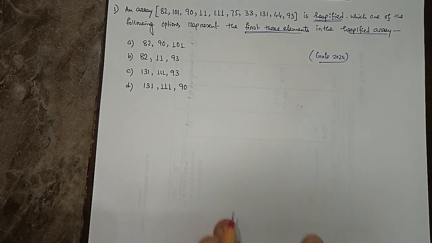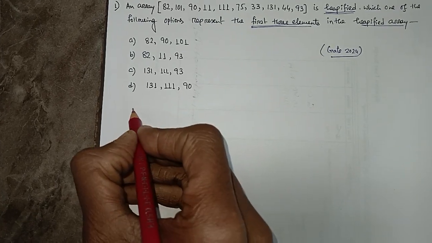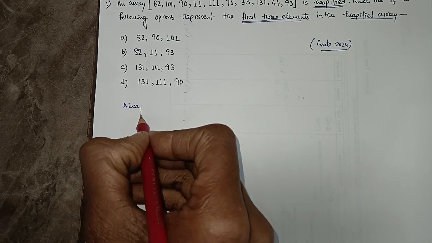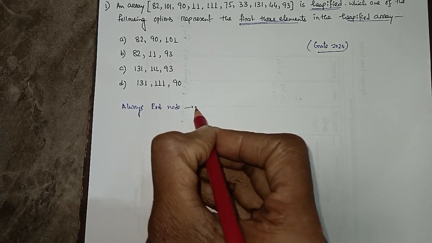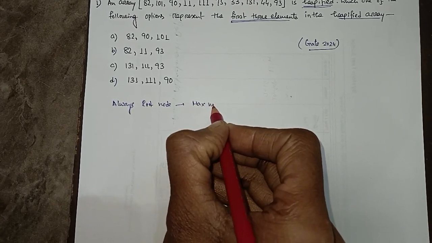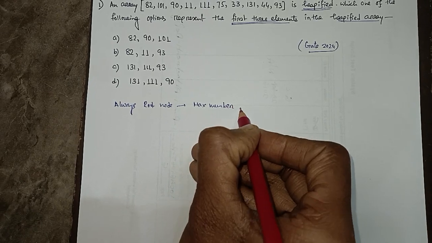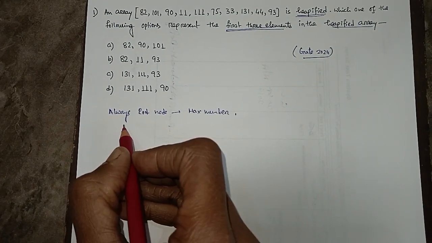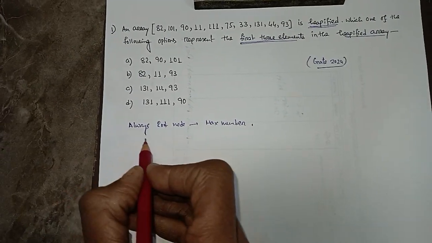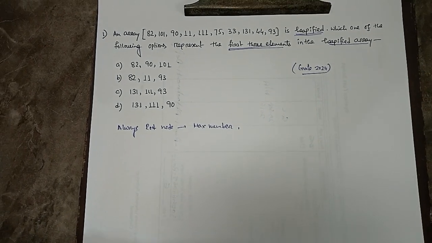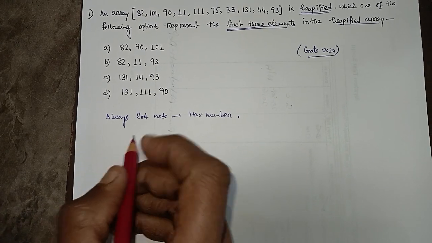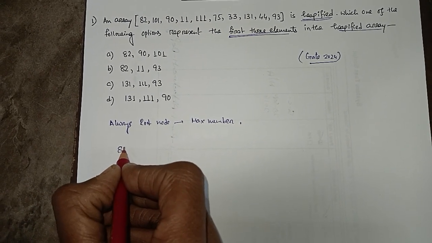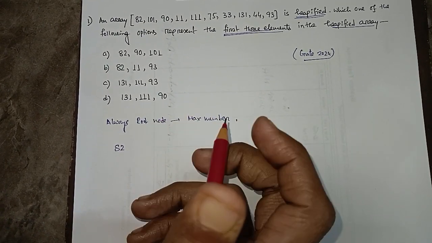In a heap, always note that the root node is the maximum number. The number which is maximum is always present in the root node, and the leaf nodes contain smaller numbers with respect to the root node. So we insert the elements one by one. 82 is the first element, so nothing is done.